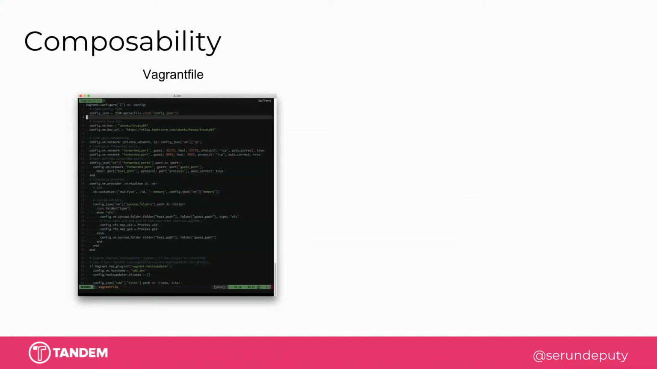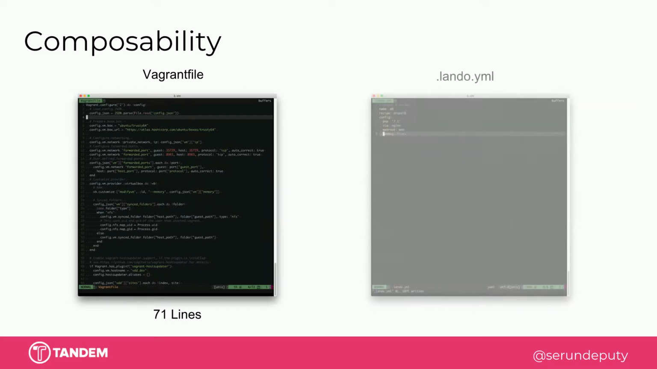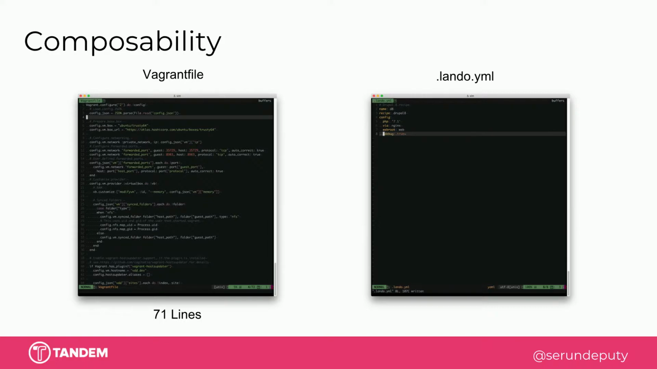So here's composability, right? Here's a Vagrant file, and that's fine, that's great, it serves its purpose. That's 71 lines of code. Here's a .lando.yaml file. This is 8 lines.